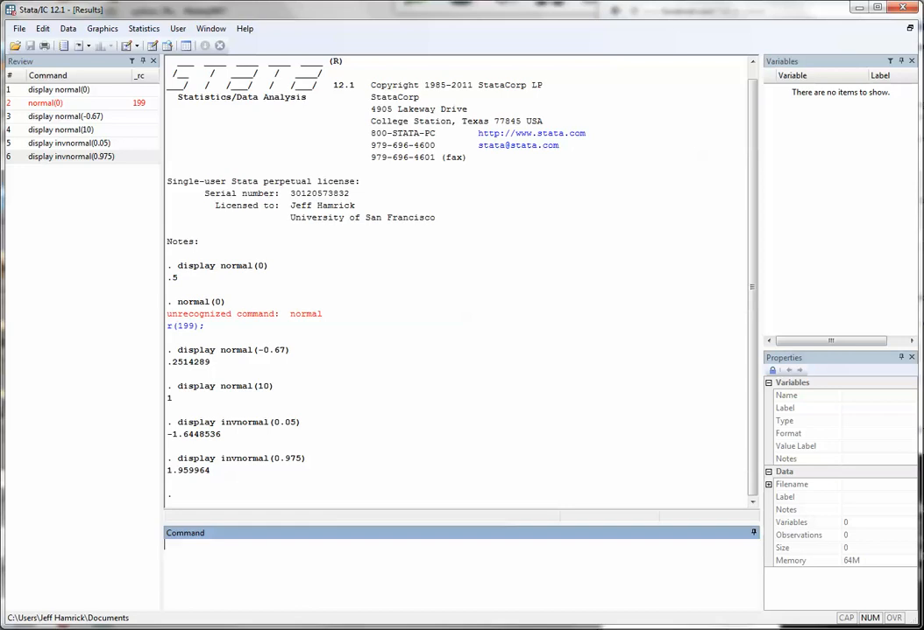So this is how you can use Stata to compute normal probabilities, or the inverse of a cumulative distribution function for a standard normal random variable. And there are other videos on Blackboard and on my YouTube site that show you how to compute probabilities related to t distributions, F distributions, and chi-squared distributions.